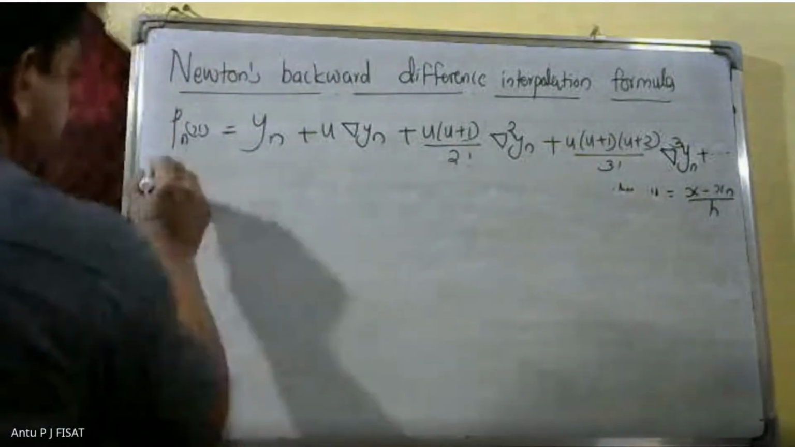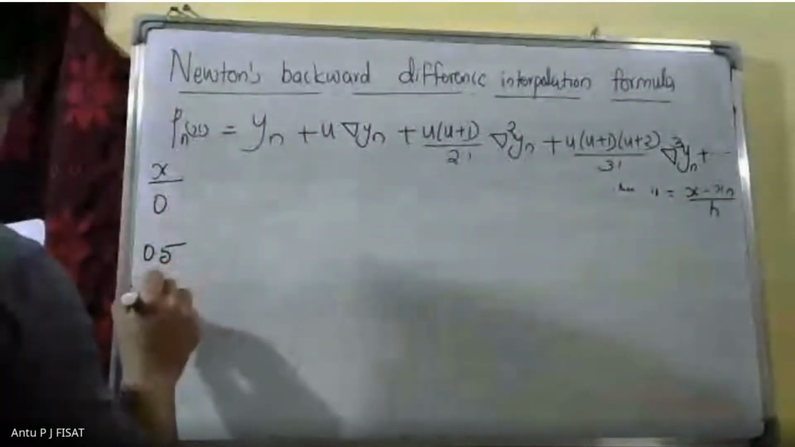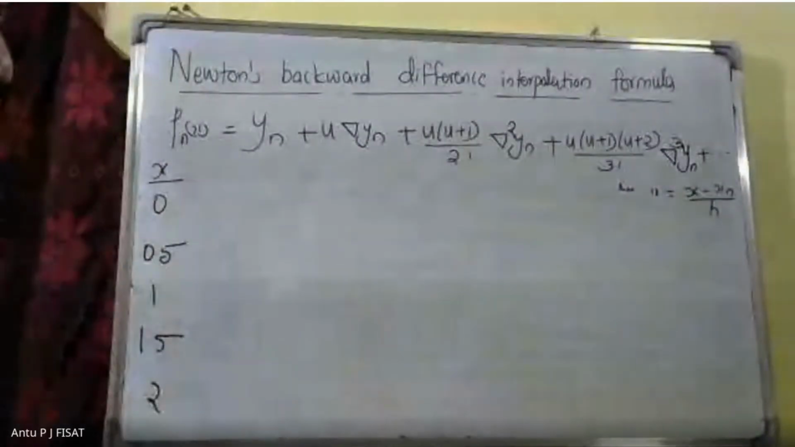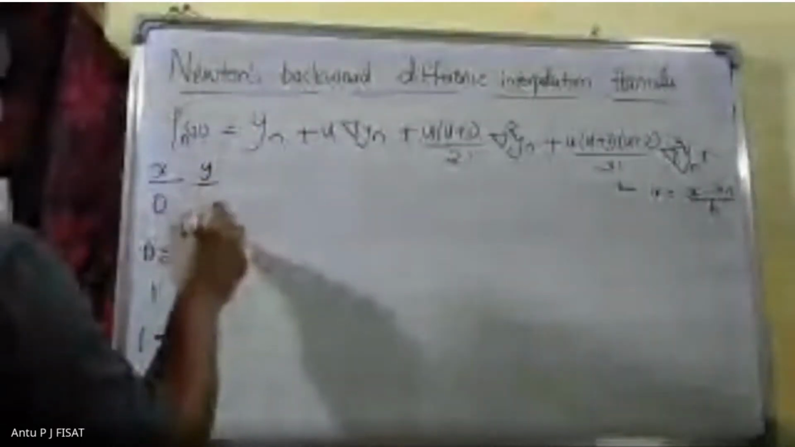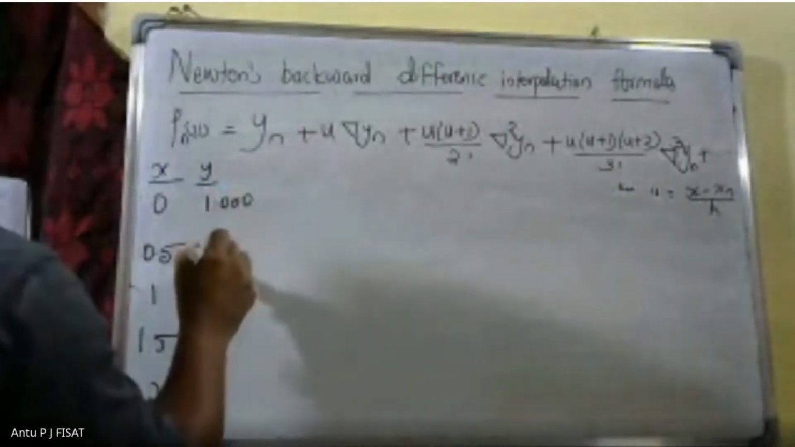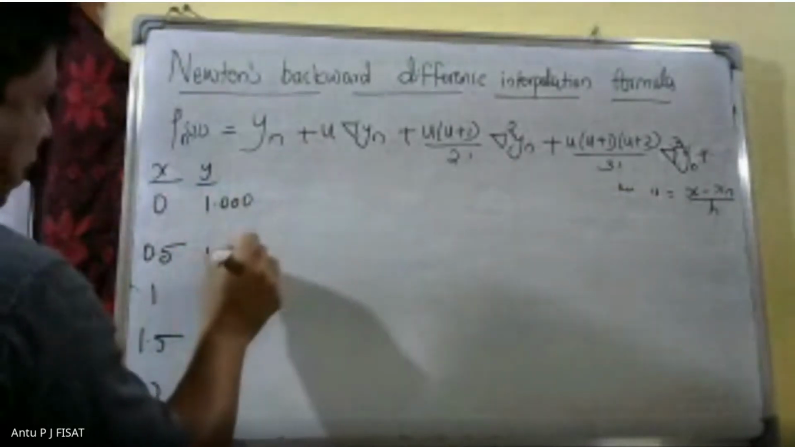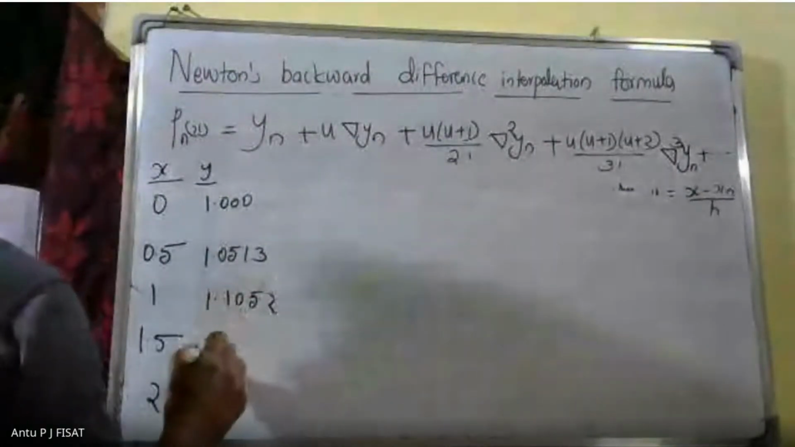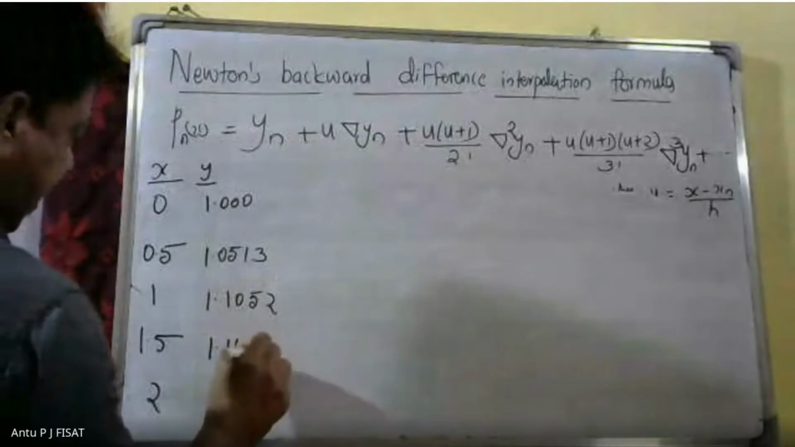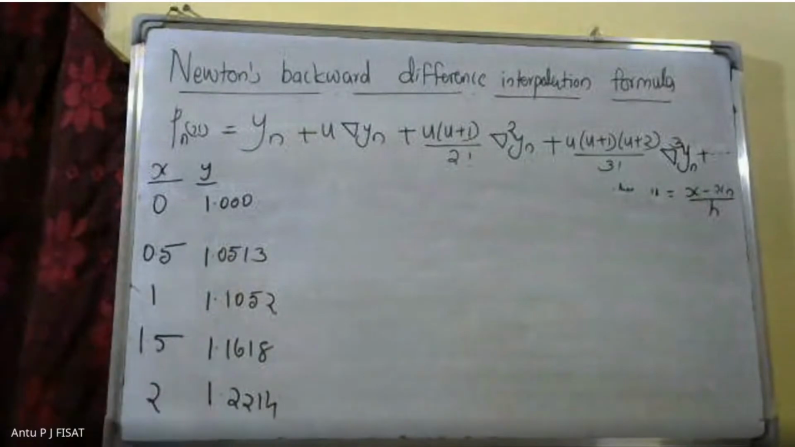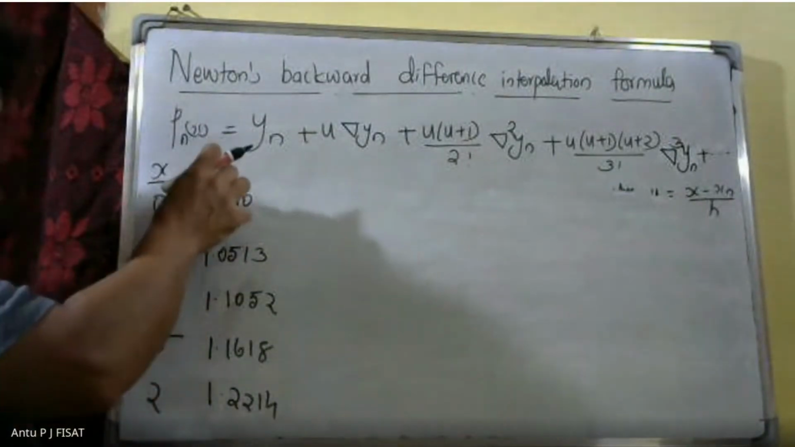The table: values of x are 0, 0.5, 1, 1.5, 2. These are the values of x. Then the corresponding y values: 1.00, 1.0513, 1.1052, 1.1618, 1.2214. Write the values of x and the values of y in two columns.